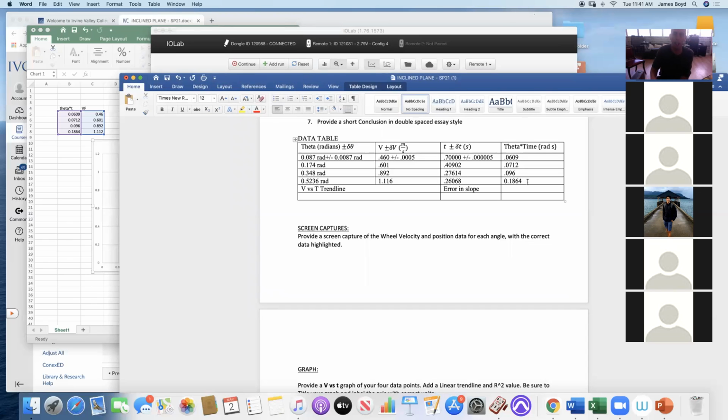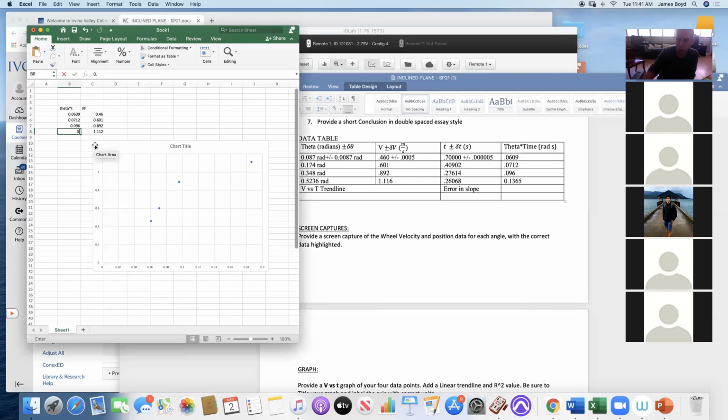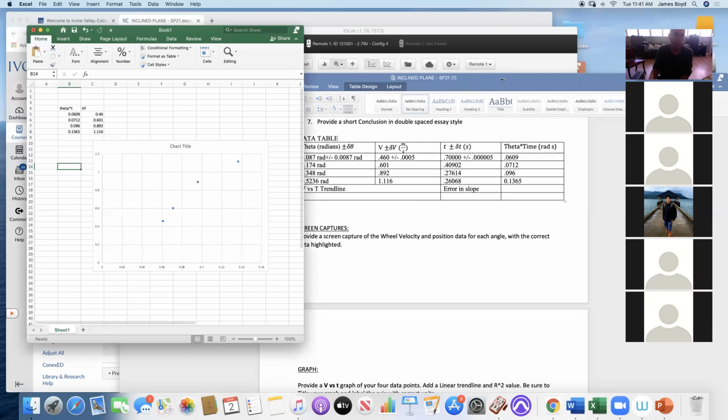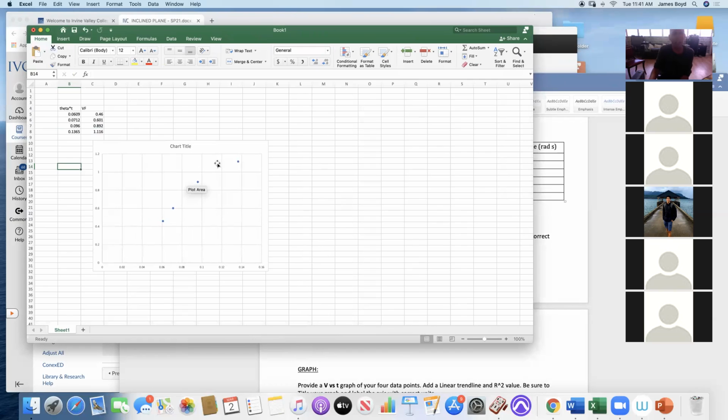6068. And theta now is 0.5236 times 0.26068. 0.1365. Let's see if that actually gives us a much better result, which I think it will. So 0.1365 and 1.116. So that's a lot better. You can probably play with it until you get it exact, but this is close enough for what I want to do.